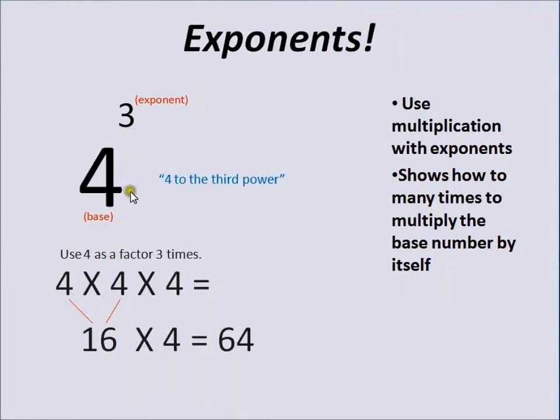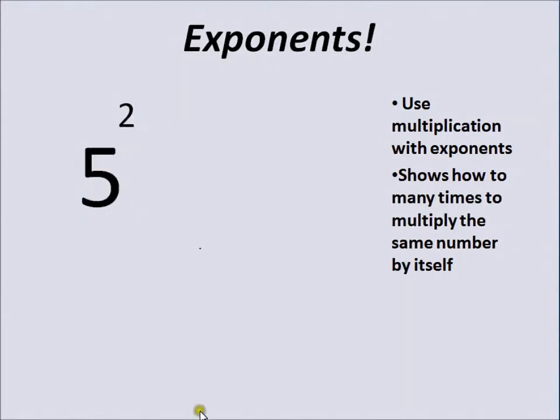We know this because we have our base number of 4 and our exponent of 3. We have our 4 as a factor 3 different times. Okay, let me show you another one.